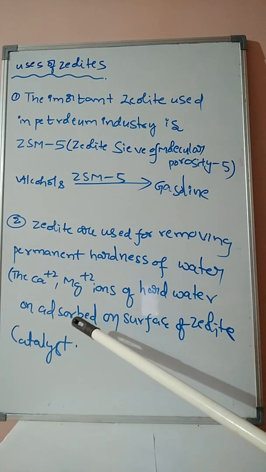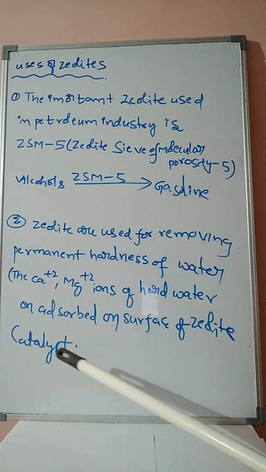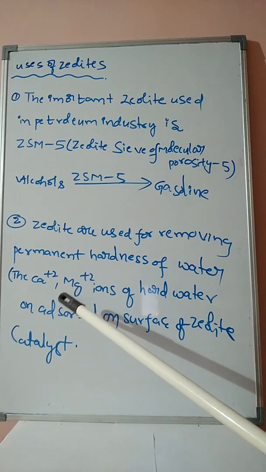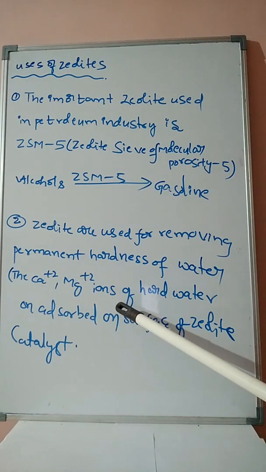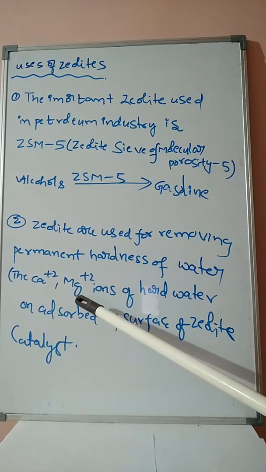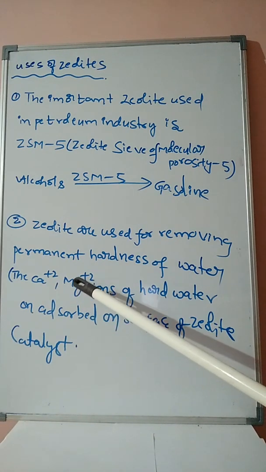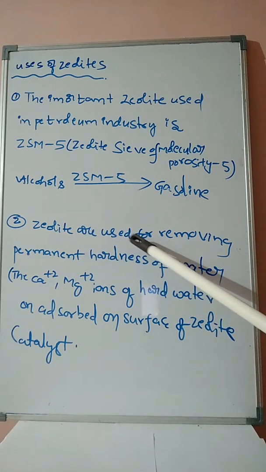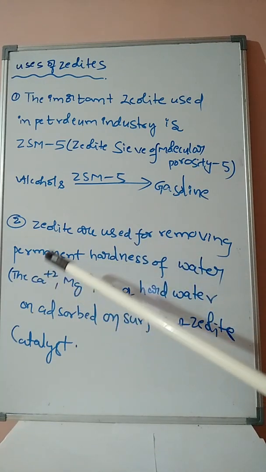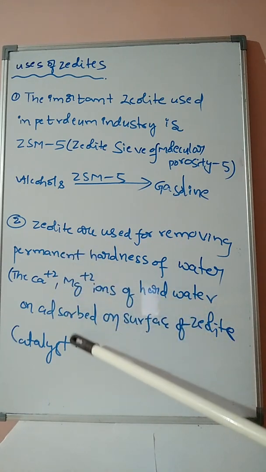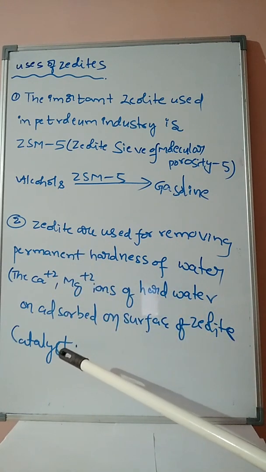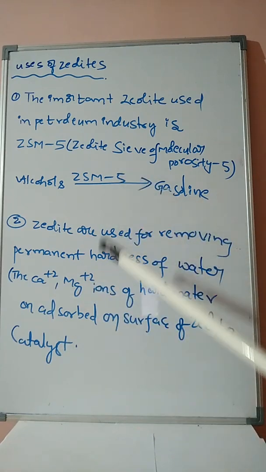Zeolites are used for removing permanent hardness of water, that is the calcium +2, magnesium +2 ions of hot water are adsorbed on the surface of the zeolite catalyst. The calcium +2 and magnesium +2 are responsible for the hardness of the water, which is known as permanent hardness of water. They can be removed by using zeolite catalyst. In this phenomena, these two ions are adsorbed on the surface of the zeolite catalyst. These two are applications.